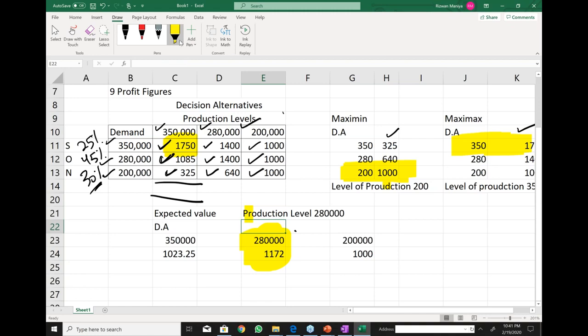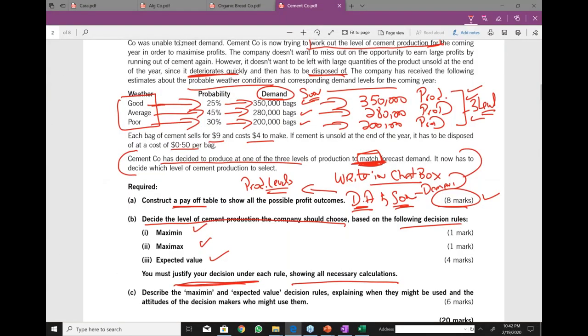Now guys, I've done the solution for you. I'm now discussing the theoretical part because theory is important, and sometimes not covering theory kills a student. So let's quickly see what you have to do here for theory. You must justify your decision under each rule showing all necessary calculations. What calculations will you show here? The ones I've shown in front of you. And now you need to justify. So I'm writing one sample answer to tell you how you need to justify.